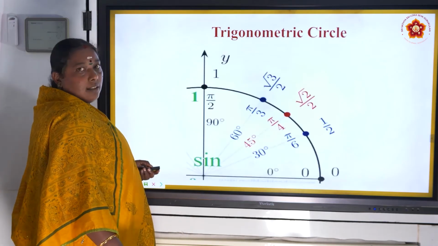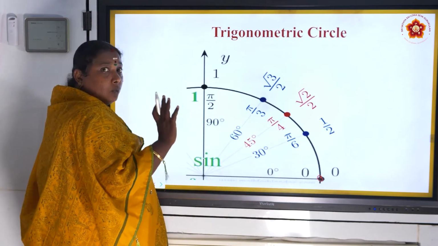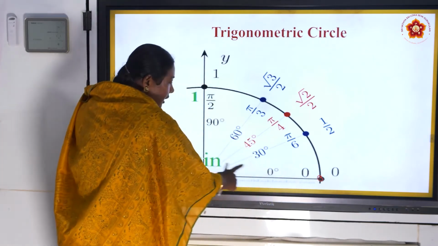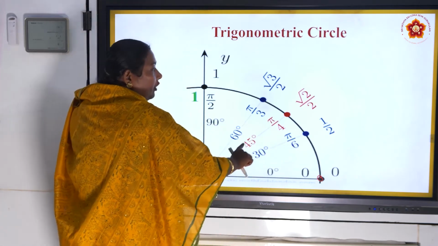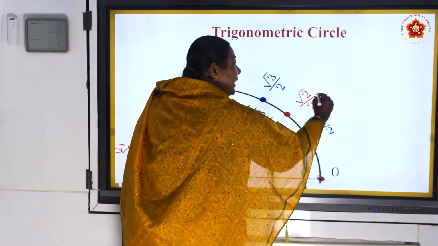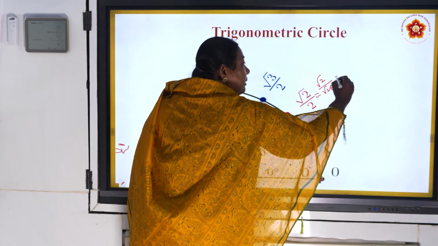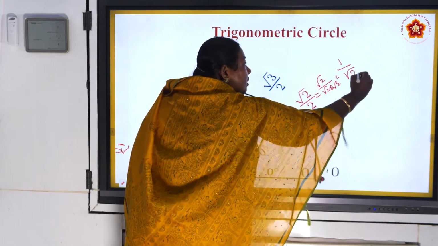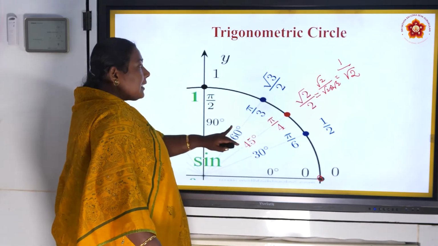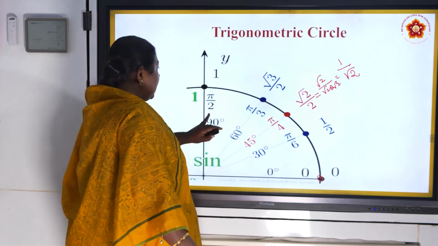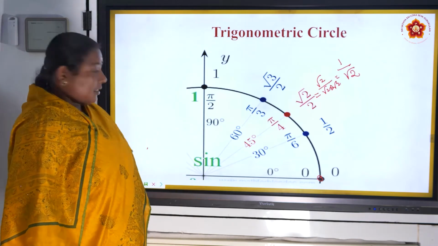Trigonometric circle. Okay, so now we were told that we are going to see only the one quadrant. Sine 0 is 0. Sine 30, 1 by 2. Sine 45, root 2 by root 2, but I can write that as root 2 divided by root 2 into root 2, which is equal to 1 by root 2. Right? So sine 45 is 1 by root 2. Sine 60, root 3 by 2. Sine 90, 1. Okay, so this is for the sine circle.